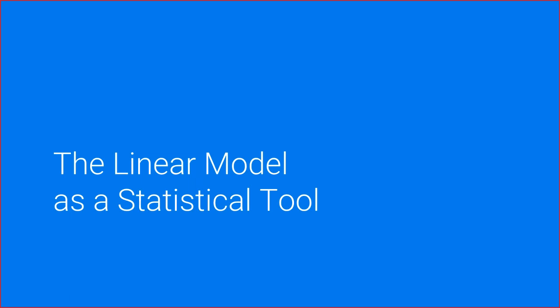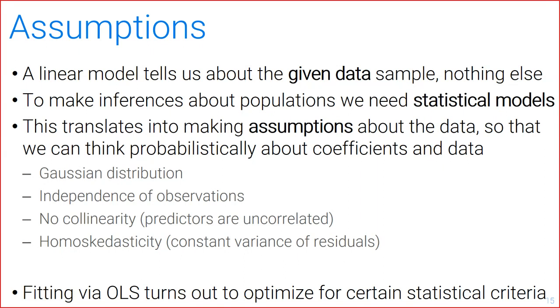And so let's look at the linear model as a statistical tool so that we can start answering these questions. And it's all about assumptions. So a linear model that we saw in the previous lecture tells us something about the given data sample, nothing else. It's just a mathematical tool. And if we want to make inferences using the linear model about populations, then we need statistical models. And usually this translates into making certain assumptions about the data, for example, so that we can think probabilistically about the coefficients of the model and the data that we are sampling to fit the model.